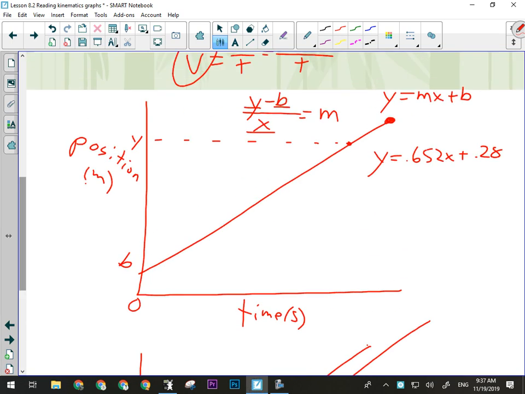You're going to find that this is true for basically all types of graphs. The equation will represent something to do with those two variables. When we get to velocity versus time graphs, we're going to find out what the change in velocity divided by time represents. Same idea.